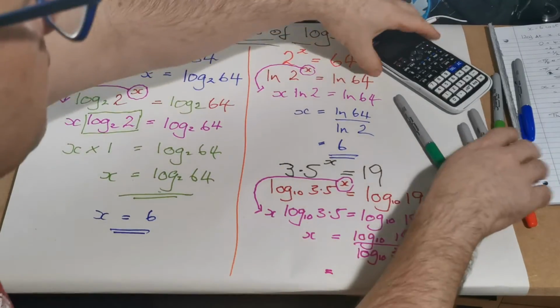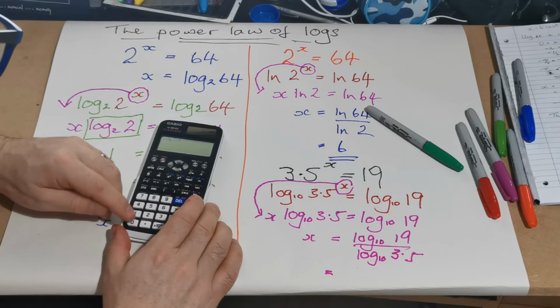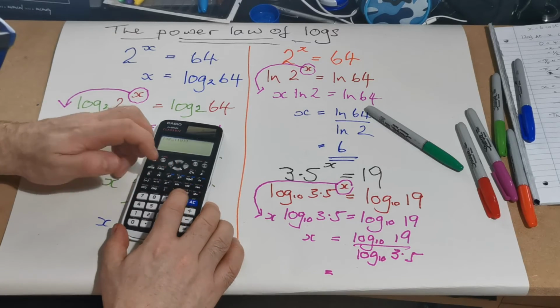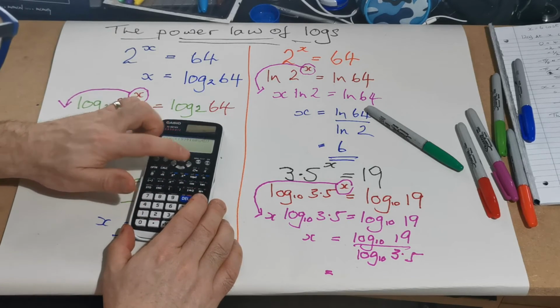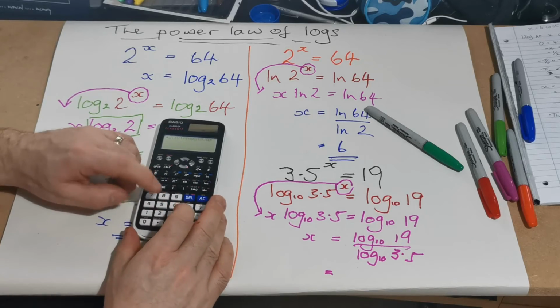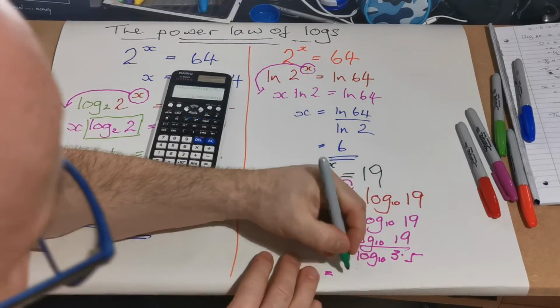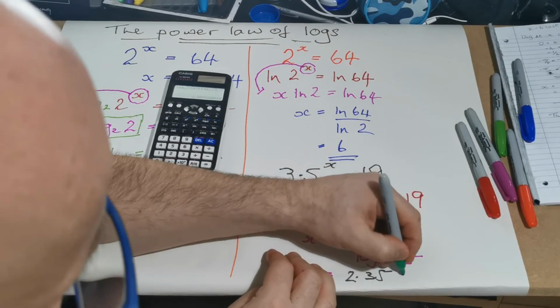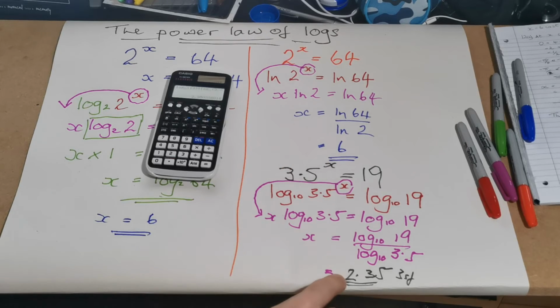And that comes to, let's put it into my calculator, log to the base 10 of 19 divided by log to the base 10 of 3.5 equals 2.35, to three significant figures. So that means 3.5 to the power of 2.35 roughly is equal to 19.